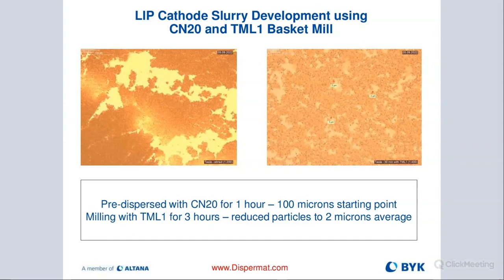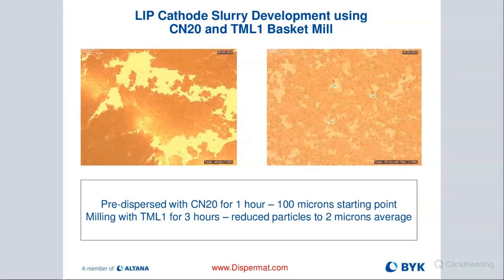Here's an example of a cathode slurry development using a CN20. It's a Dispermat that is not vacuum. That's a standard disperser that we offer. What we did here is we first pre-dispersed with the CN20 with just a standard impeller blade for about 1 hour. We started at roughly about 100 microns of particle size. And then we were able to reduce the particle size down to about 30 microns in 1 hour.